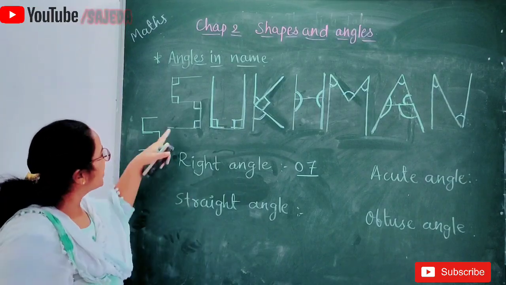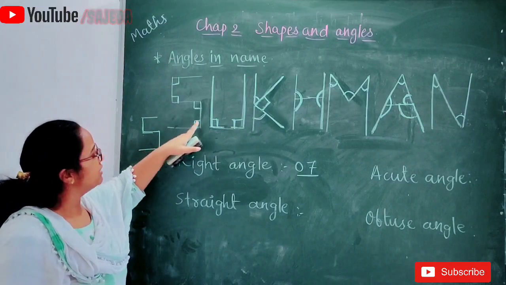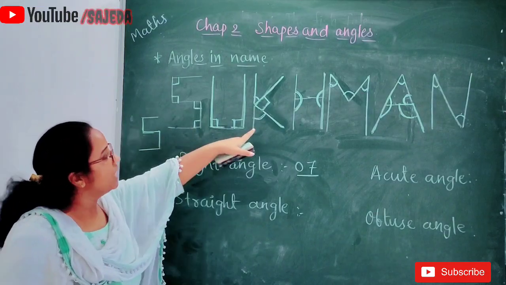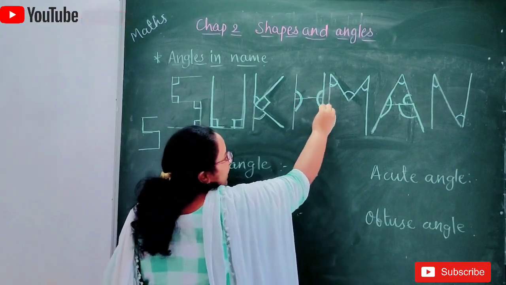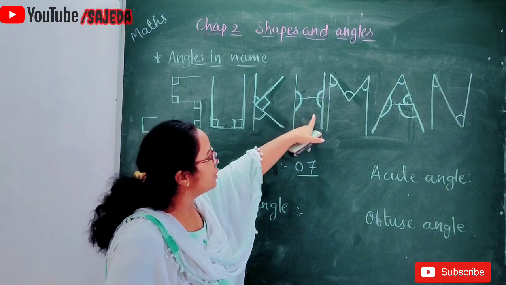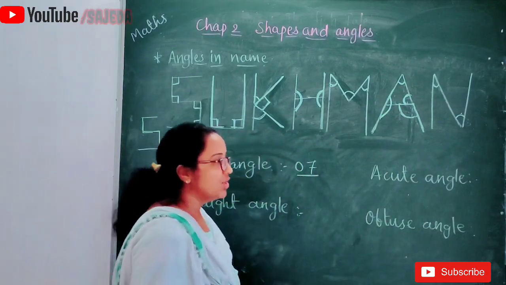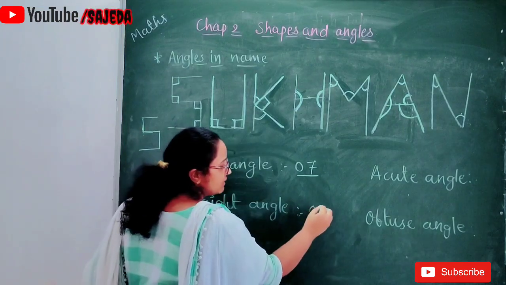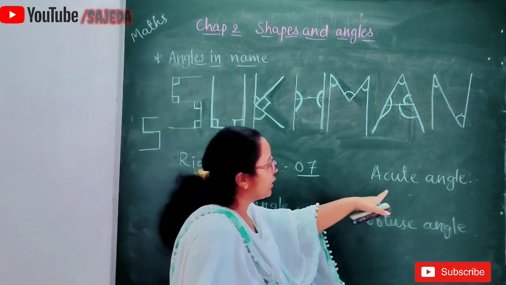Straight angles. S has all 4 right angles, that means no other angle. Same here in U. In H, here are 2 straight angles, so 1 and 2, and in A there is 1 straight angle. So in this name there are 3 straight angles. Now acute angles.